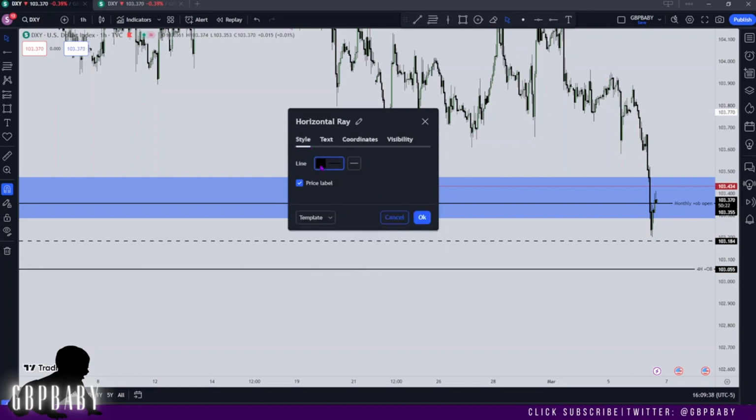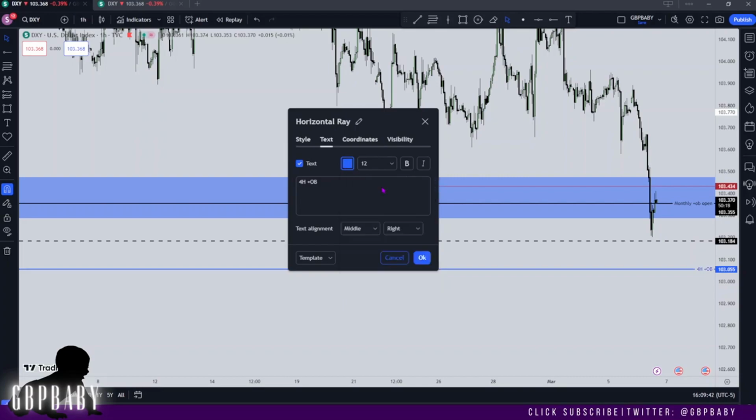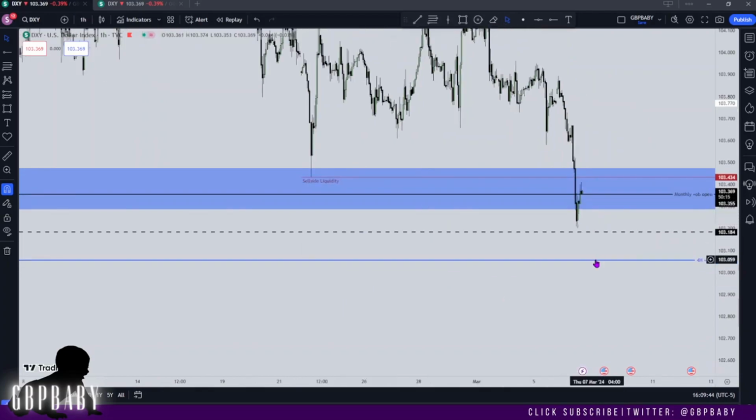And I'm going to make this a blue line. So I want to see how price acts until there. So until price reaches down here, I'm not really going to be looking for any kind of setups, as this is where I'm anticipating price to trade before we do trade higher.